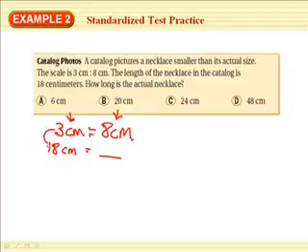So look, what do you do to 3 to get 18? You take it times 6. So then we treat both sides equally. So we take this times 6. So that one would be 48. So the answer would be D.